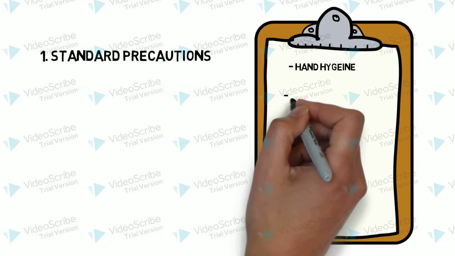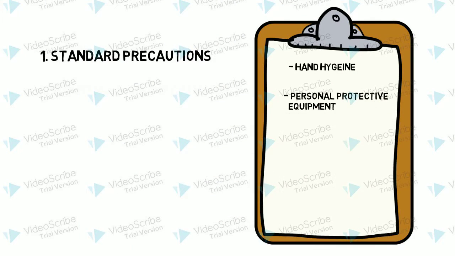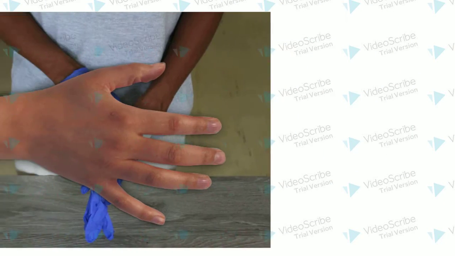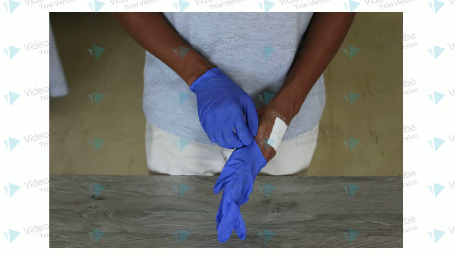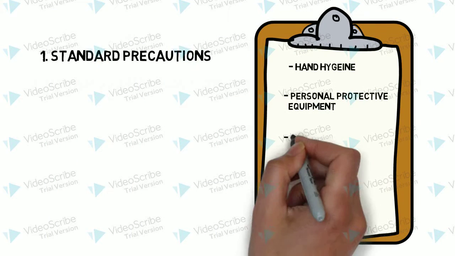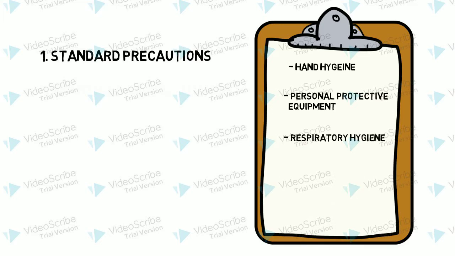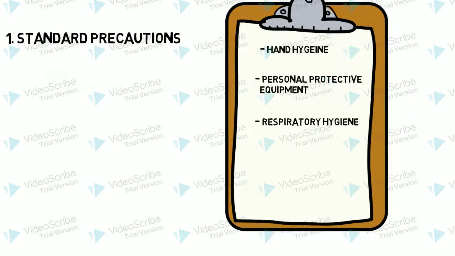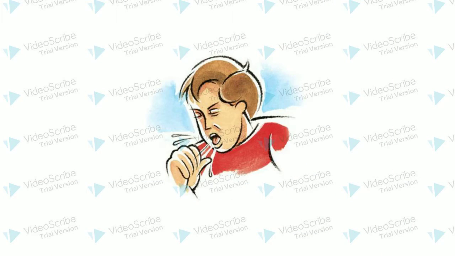Personal protective equipment. Gloves are always to be worn when in contact with the patient's bed, or the patient's surroundings. It's important to remember, however, that gloves are not a replacement for hand hygiene. Respiratory hygiene. Cough or sneeze into disposable tissue and throw it away. Any vulnerable patients should be 1 to 2 meters away from anyone coughing or sneezing.